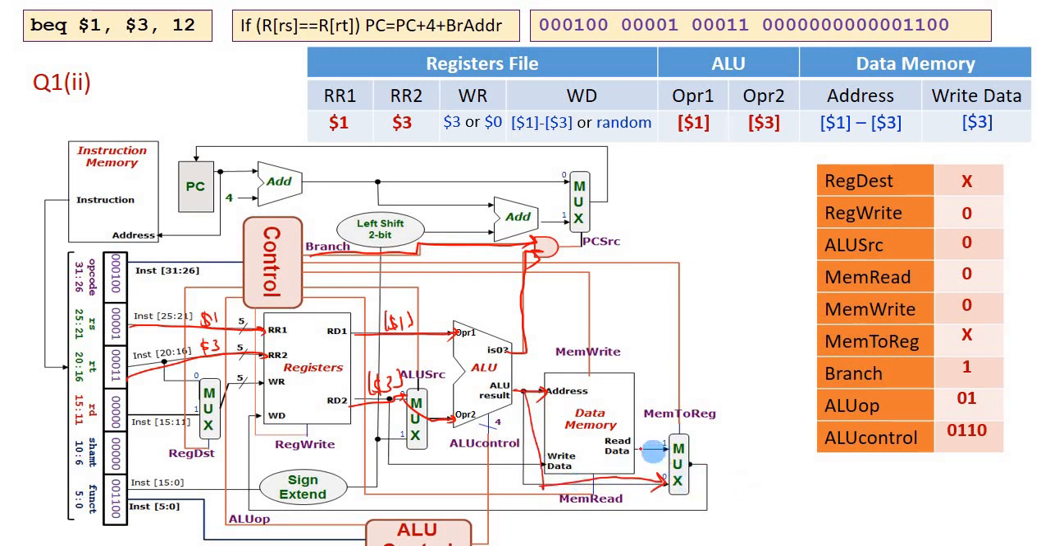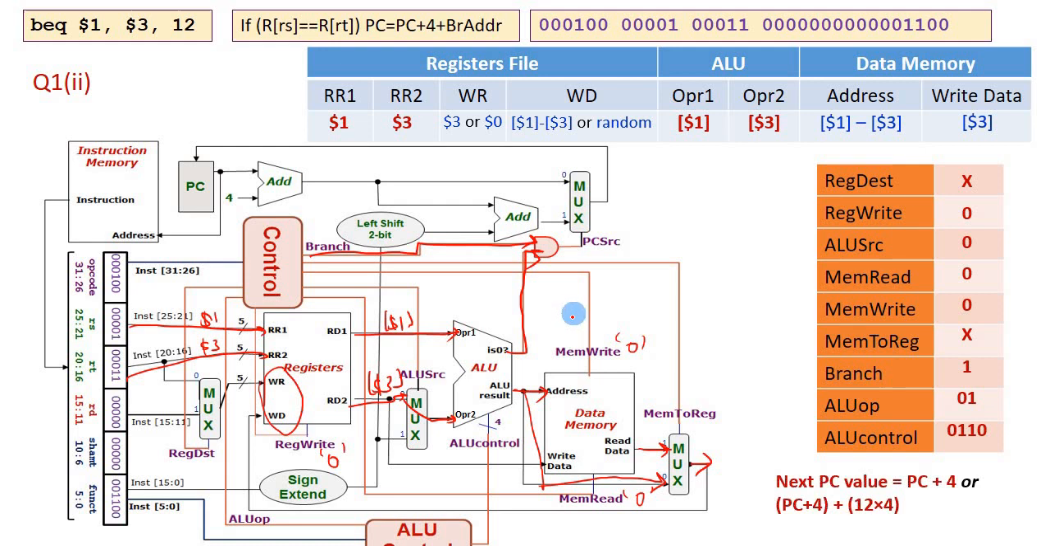So two pieces of information will come to this multiplexer, but it doesn't matter what goes through, because eventually your register write will be a 0. Mem write and mem read are also 0, so nothing affects the memory, and nothing will eventually be returned back to the registers over here. So this is your single cycle analysis.